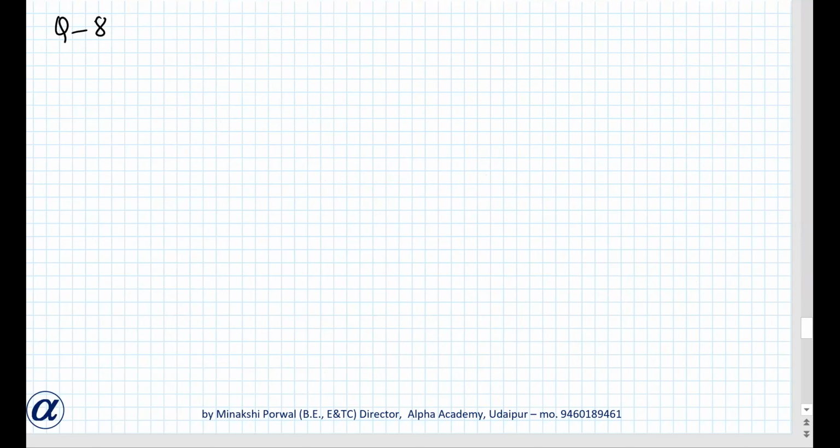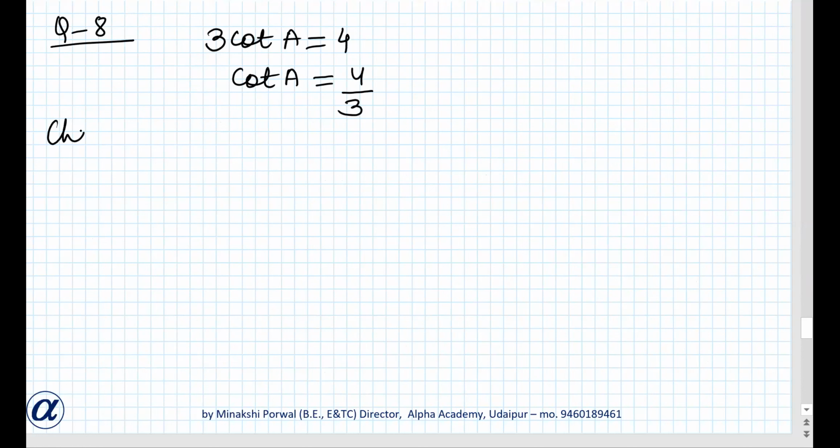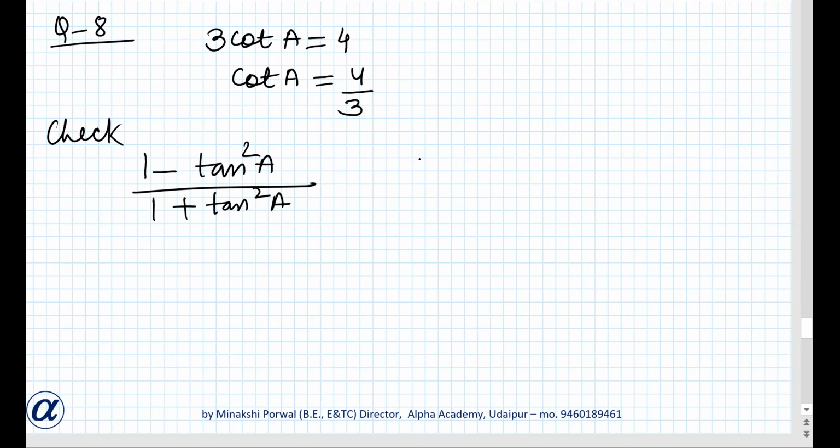Question 8 is this: we are given 3 cot A equals 4. So we are writing cot A equals 4 by 3. If I know any one trigonometric ratio, I can find all the other trigonometric ratios from this. Now I have to check whether 1 minus tan square A upon 1 plus tan square A is equal to cos square A minus sin square A. Is it equal or not equal? I have to check this. This is the question.